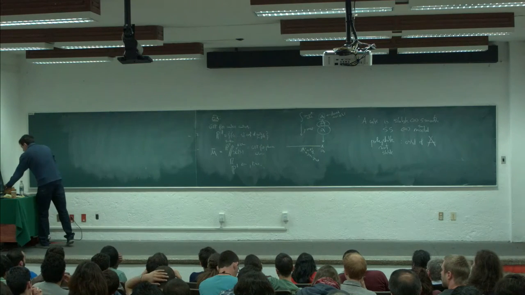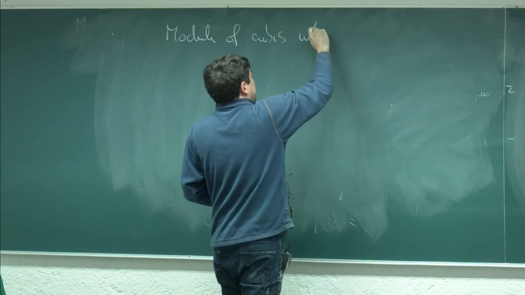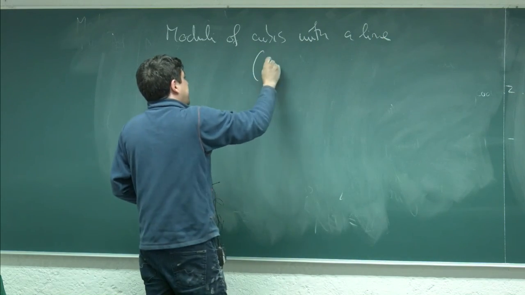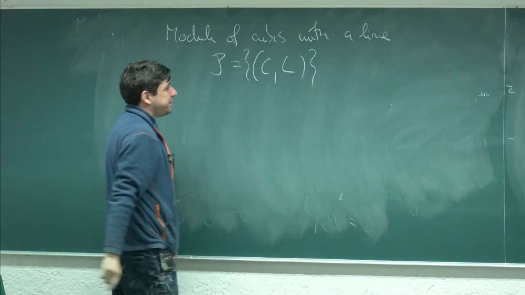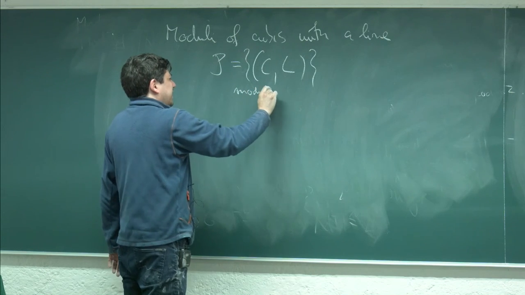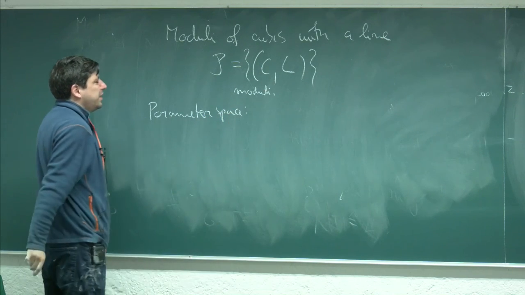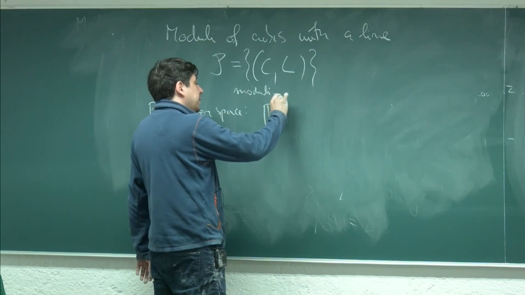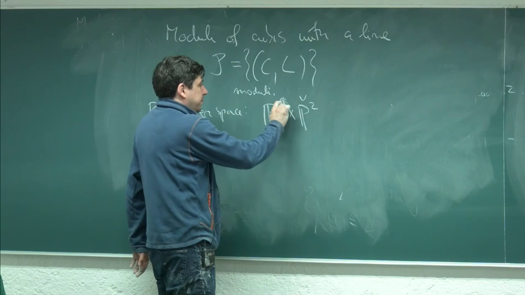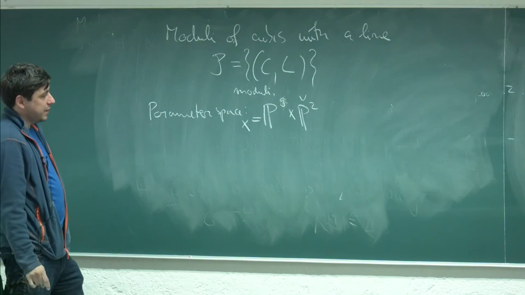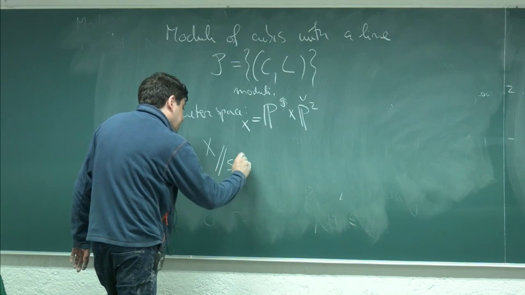Let's do something fun. Let's consider moduli of cubics with a line. So I'm considering cubic plus a line. And let's call this moduli of pairs. Now what is the parameter space here? It is P9 times P2 dual. Let's call it X. So I'm interested in doing X mod SL3.